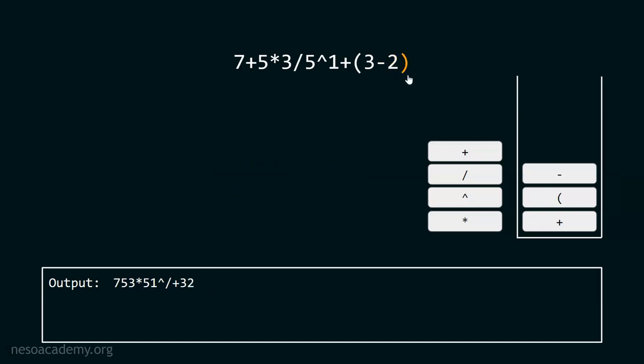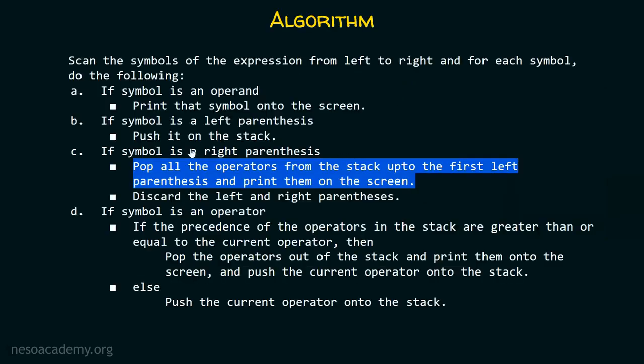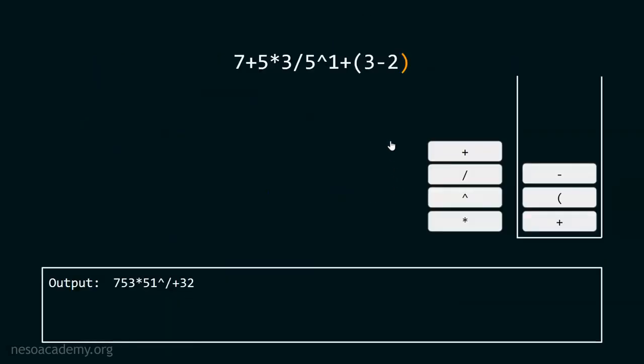Then we have a right parenthesis. Now what to do with this? According to the algorithm, if the symbol is a right parenthesis, then pop all the operators from the stack up to the first left parenthesis and print them on the screen. Simple. So we have to pop all the operators until we encounter the left parenthesis. Here you can see we have encountered a subtraction operator, that is minus. So we'll simply pop this operator out of the stack and print that onto the screen.